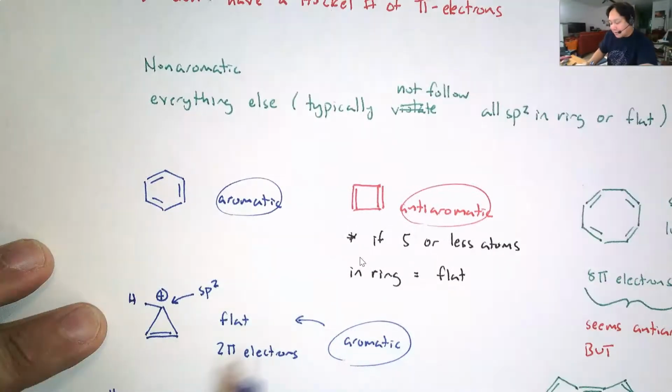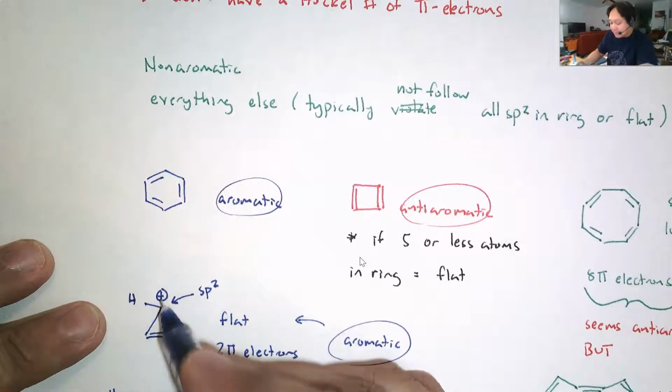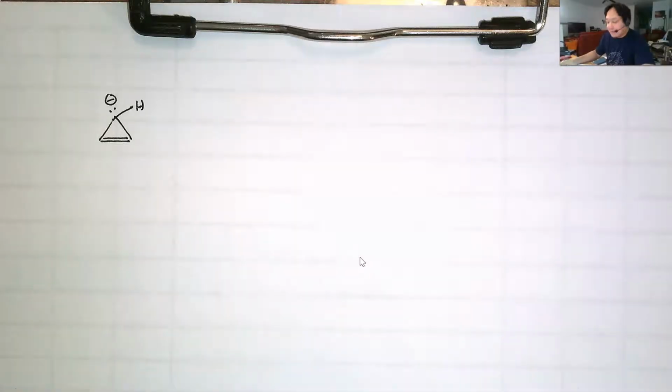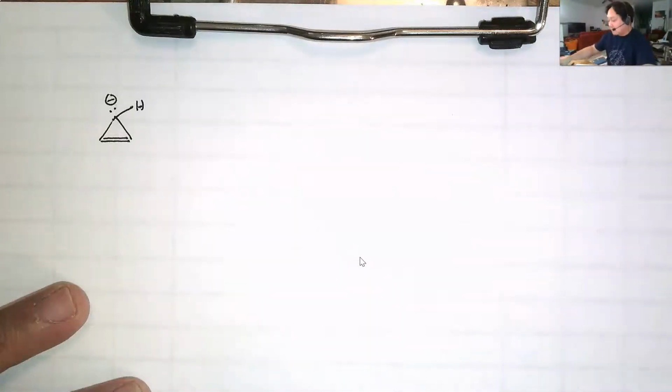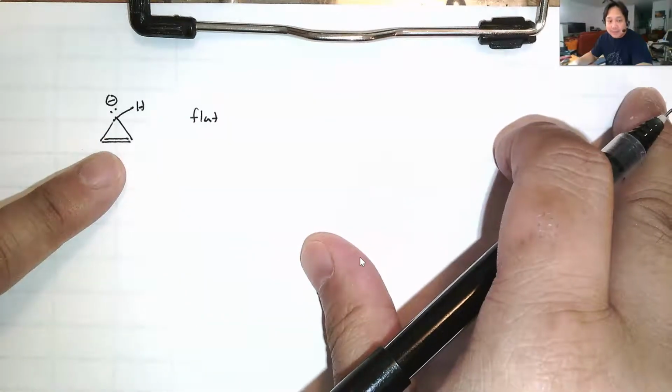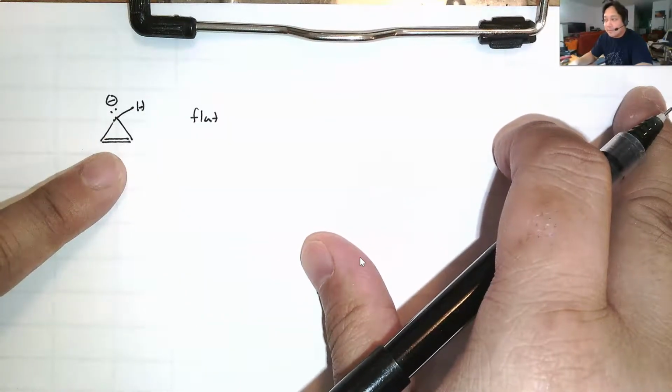Okay, I know the angle's kind of screwy. It should be straight up because it's trigonal planar, right? But I put the plus charge right there. Well, what I would do first is look at it: it has to be flat. That's, I think, the quickest thing we could decide, because it's 5 atoms or less.